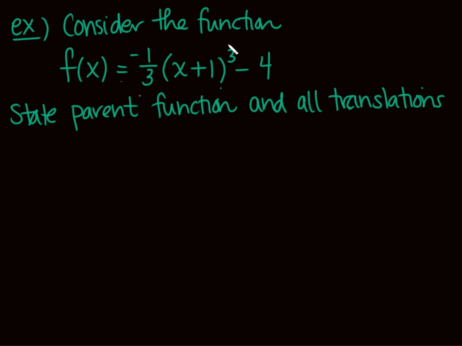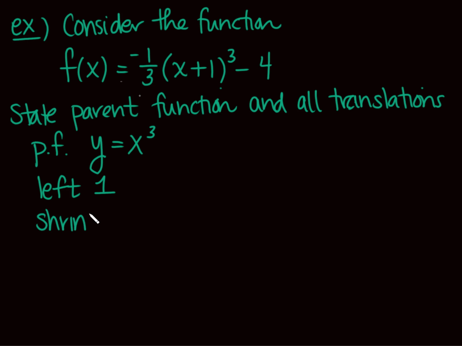So let's see what happens, and let's talk about the order in which this would happen. I'm going to work inside the parentheses first. So first of all, what is my parent function? See that cubed? That tells you right there that your parent function is x cubed. Then let's work from the inside out. What is this plus 1 going to do? That's going to shift it to the left 1. Then if I work outside here, what is that 1/3? That's going to shrink it vertically.